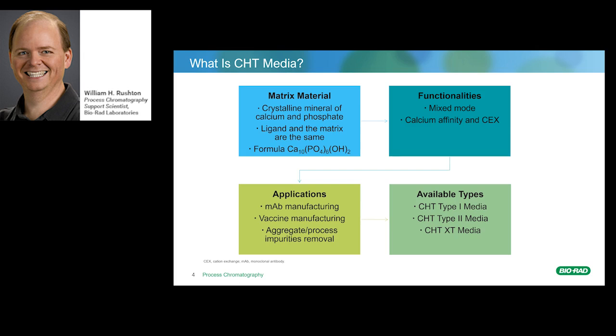So unlike most other resins that you think about where you have your particle, base bead, and a ligand attached, with CHT, the ligand and the matrix are all the same. It offers 2 functionalities. As a mixed mode, it's calcium affinity and cation exchange. Popular applications are mAb manufacturing as well as vaccine manufacturing. It is also very good at aggregate and process impurity removal. It is available in 3 types, CHT type 1, type 2, and CHT XT.